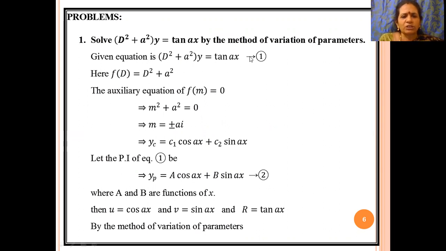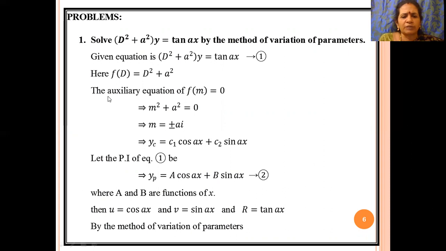Now the given equation is this one: (D square plus a square) y is equal to tan ax. Let it be the given equation as equation 1, right? Now after that, consider the given function on the LHS, this part. Let it be f of D. In terms of the differential operator, f of D is equal to D square plus a square.